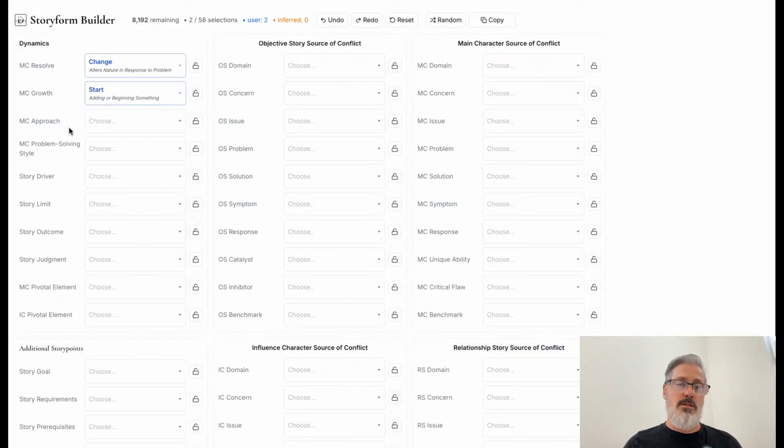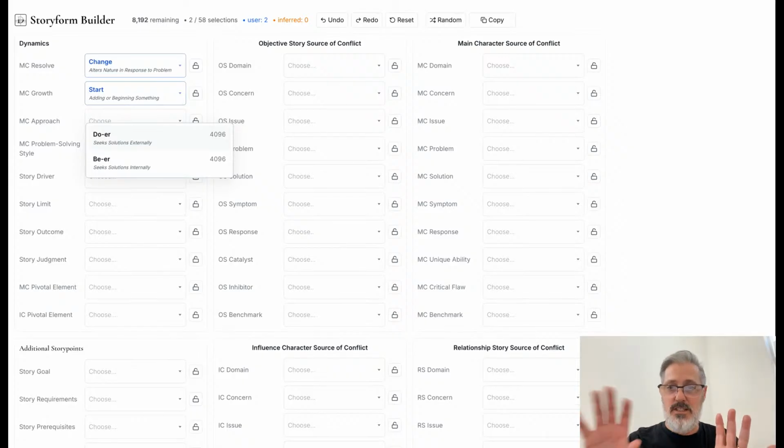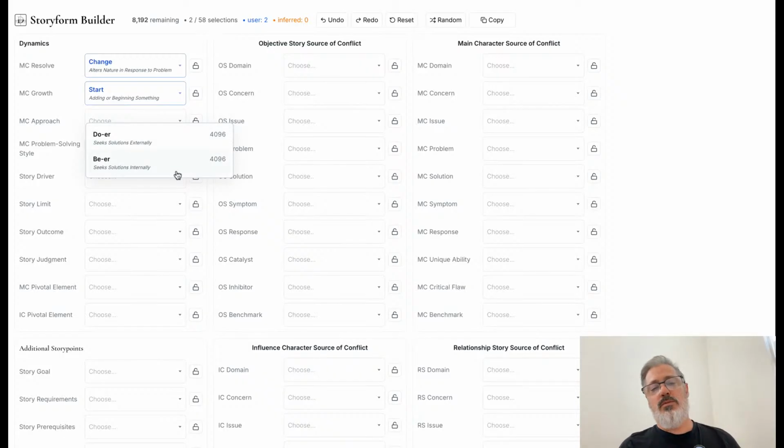So the third one here is the approach, which is asking whether or not the main character of your story, at first blush, when they first encounter conflict, do they seek solutions externally and go do something, change the world first and then might adapt themselves? Or are they the kind of person that adapts themselves first and then takes action? And again, there's tons of story. Most of your Marvel comic book superhero movies, actually all of them, are about doers. I'm going to punch first and ask questions later.